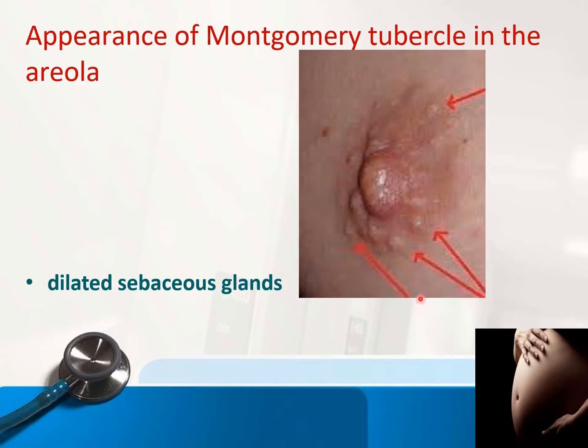And I told you about the appearance of Montgomery tubercles. Already I have told you that these are dilated sebaceous glands. They help with moisturization. So these are the Montgomery tubercles.